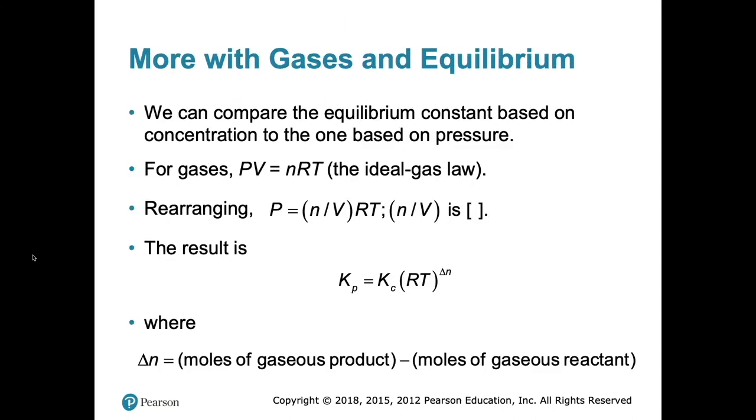Okay, so let's keep talking about gases and equilibrium. It's a little more difficult to do gas equilibrium because you've got to take into account the properties of gases. So we can compare the equilibrium constant based on concentration to one based on pressure. For gases, you're going to have to use the ideal gas law, which is PV equals nRT.